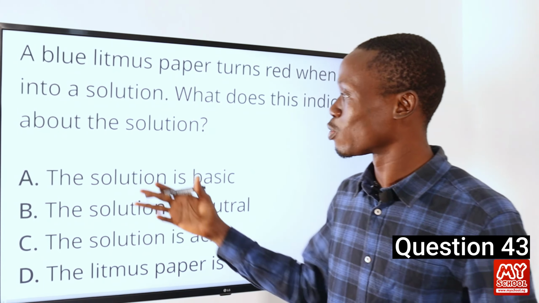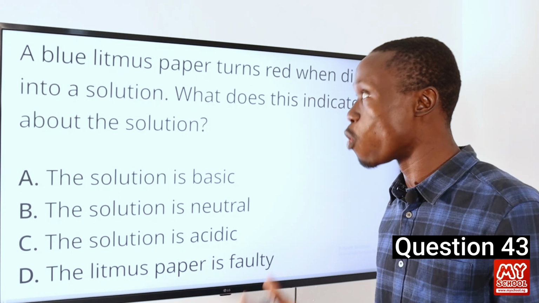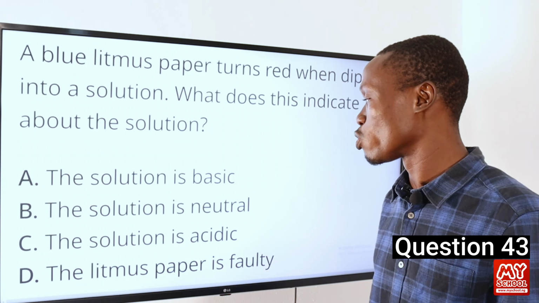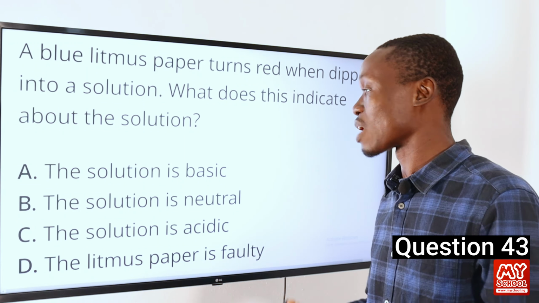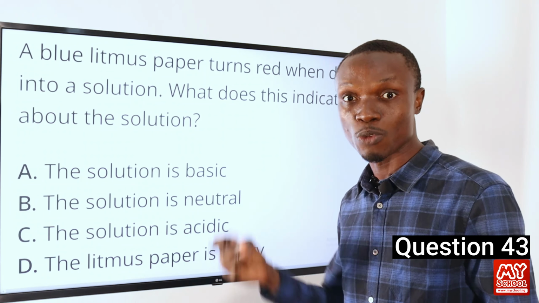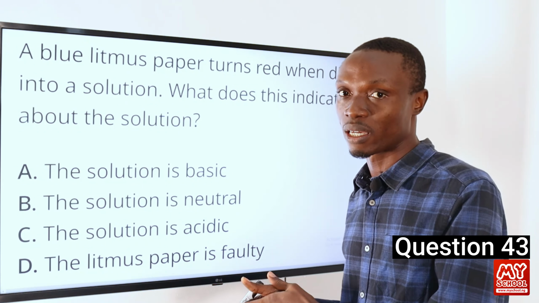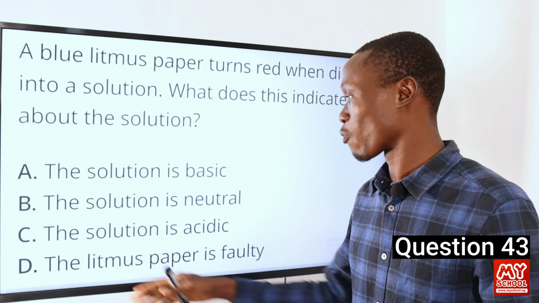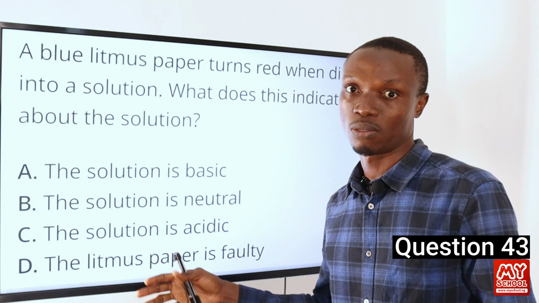Let's quickly move to the options so that we can pick the correct one. Option A is that the solution is basic. No, because it's a blue litmus paper that turns to red. Option B, the solution is neutral. No. Option C, the solution is acidic. Yes, when a blue litmus paper is dipped into a solution, the color of the litmus paper will change from blue to red, so that indicates an acidic solution. So option C is the correct option. Of course, option D is not even there at all.